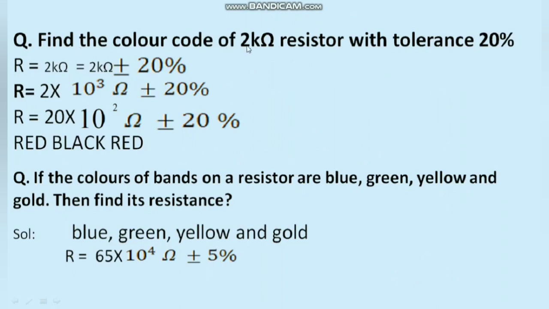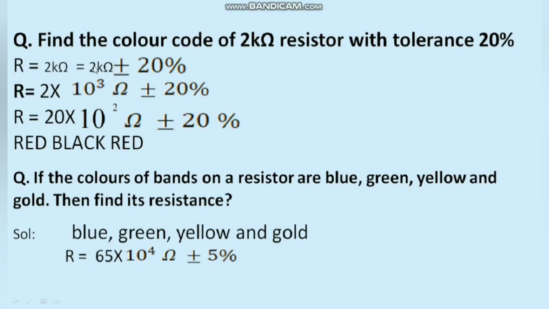Find the color code of a 2 kilo ohm resistor with tolerance 20%. In that, they gave us 2 kilo ohm resistance. Tolerance means error percentage is 20%. That means the true value of the resistance may be 20% more than the 2 kilo ohm or 20% less than the 2 kilo ohm. Tolerance means it gives the error percentage.